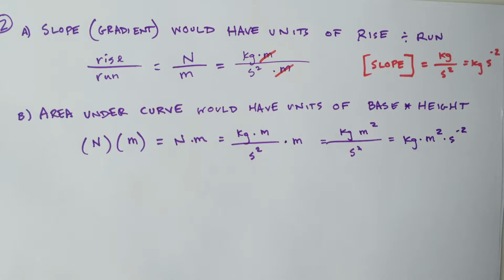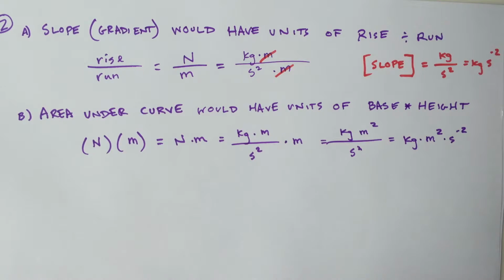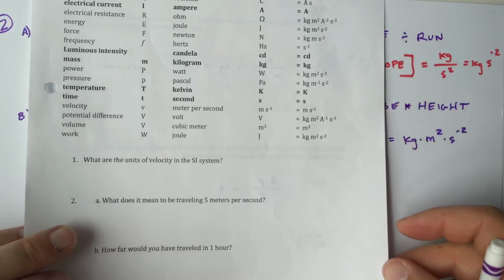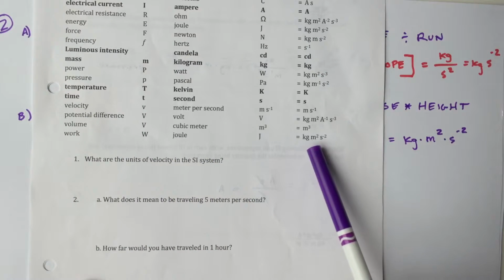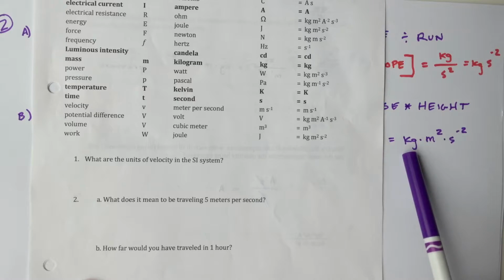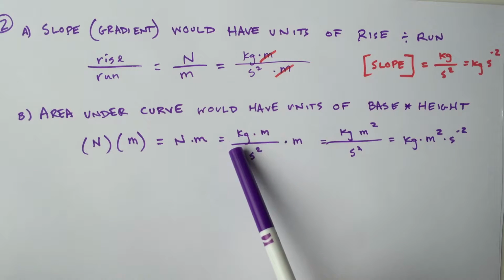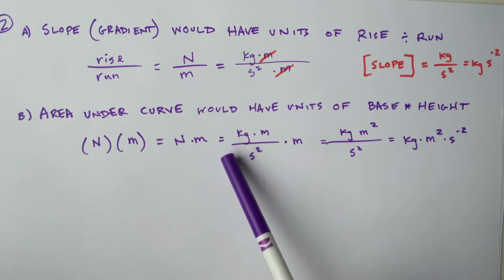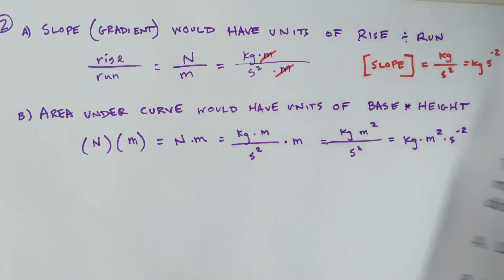And the question is then, is this units of work? Well, let's take out our sheet. Work has units of kilogram meter squared per second squared, and that's what we have here, kilogram meter squared per second squared. So you can see that this area would give us the right units, and therefore this is how we're going to find our answer. If it gives us the right units, it is the right strategy.